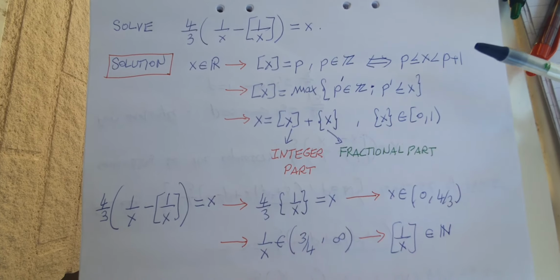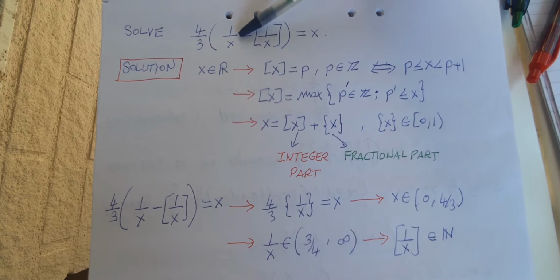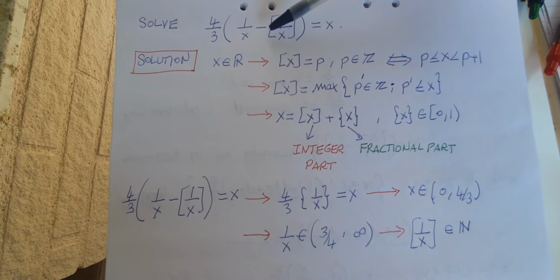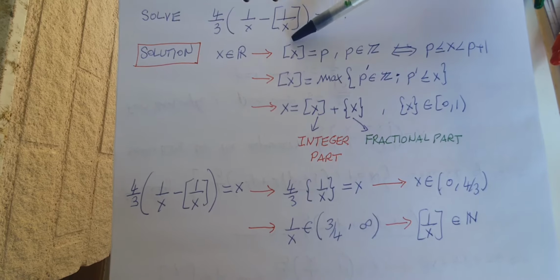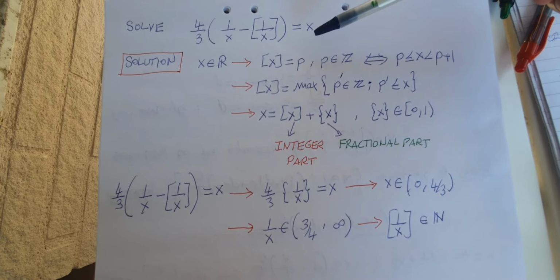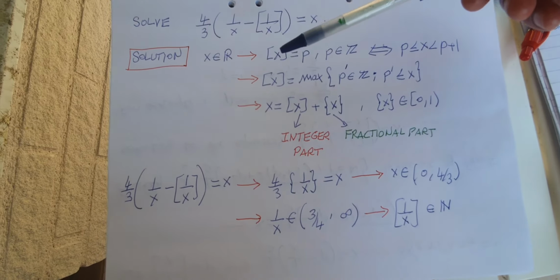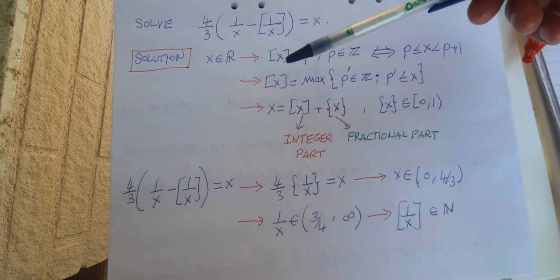So in this video we are going to solve the following equation: 4/3 times (1 over x minus the integer part of 1 over x) is equal to x. So this is yet another equation involving the integer part. Okay, so before we get to the solution, a reminder as usual.